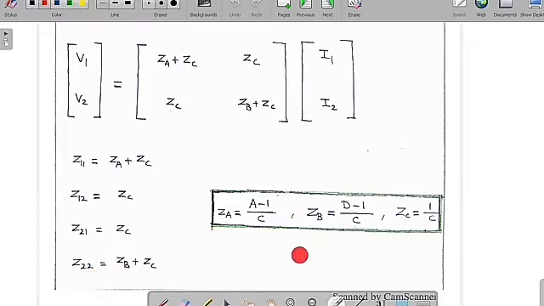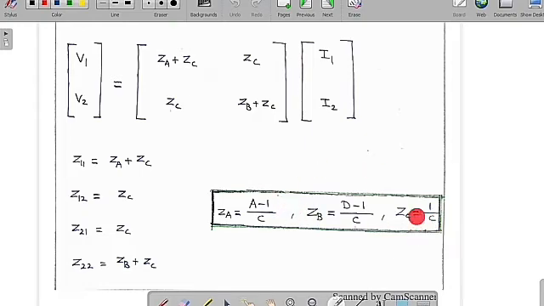Sometimes in the question they are going to give the parameters in terms of ABCD, so how do we get the values of Za, Zb and Zc? It's a very important formula you can remember: in the question sometimes they are going to give you ABCD parameters and then ask what is the value of Za, Zb and Zc. Then Za is equal to A minus 1 by C, Zb is equal to D minus 1 by C, and Zc is equal to 1 by C.